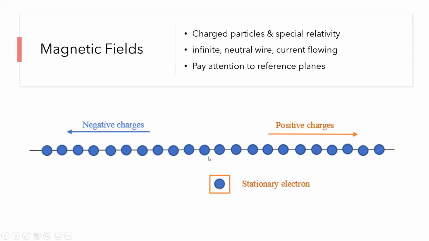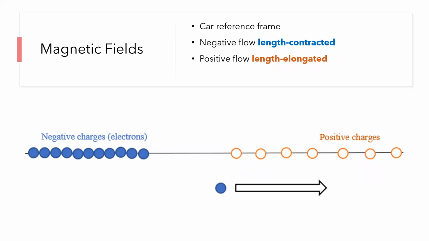For the sake of this example, imagine you can see charges and electrons. In this case, the charges are flowing, but at every point along the wire, the charges are balanced, it's neutral. So the electron should not move, it should stay exactly where it is. But now if we change reference frames, if we imagine that we're now in a car driving to the right past the wire along that line, what's going to happen is the negative flow of electrons going the opposite direction is going to appear length contracted, and the positive flow is going to appear elongated.